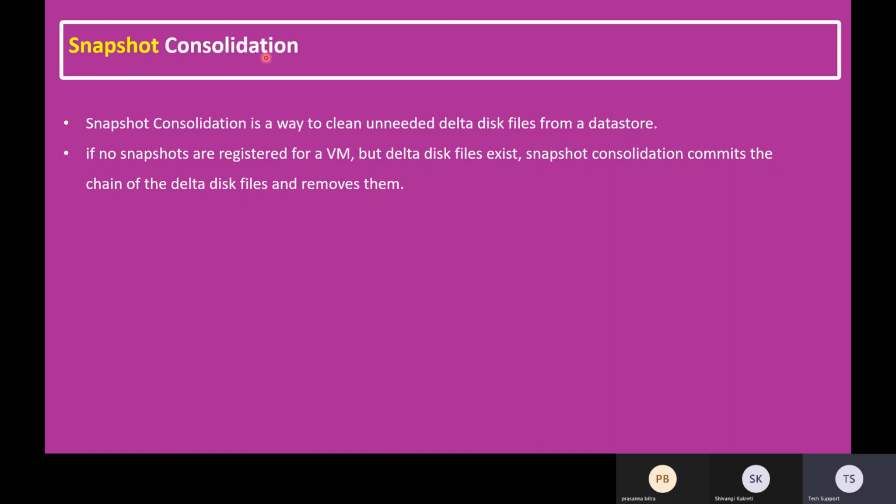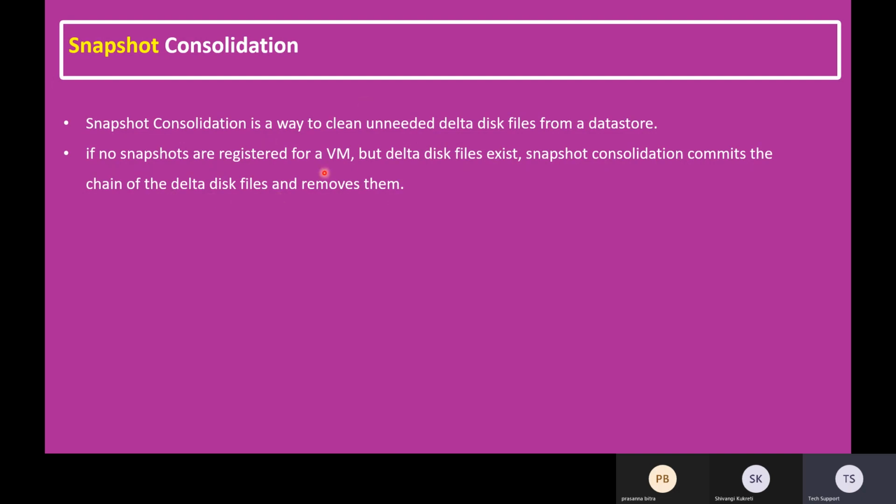See, snapshot consolidation is a way to clean unneeded delta disk files. As I mentioned, a delta disk file is nothing but snapshot data files. Sometimes some garbage delta disk files will be stored at the datastore level, in the datastore-specific virtual machine folder. In that scenario, it is recommended to run a consolidation. If no snapshots are registered for a VM but the delta disk files exist, snapshot consolidation commits the chain of delta disk files and removes them.